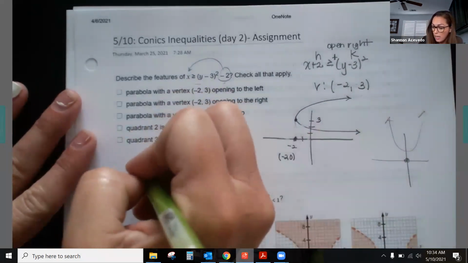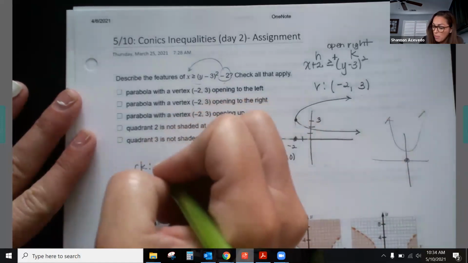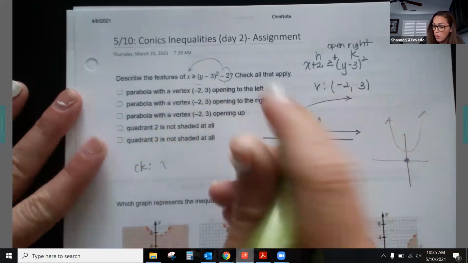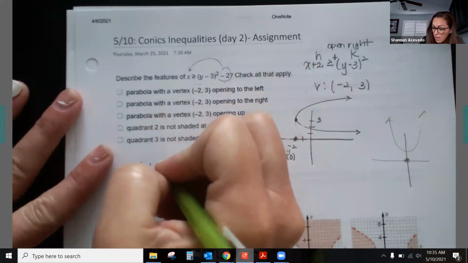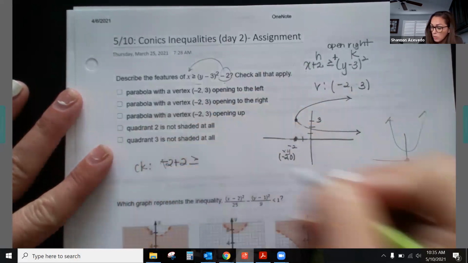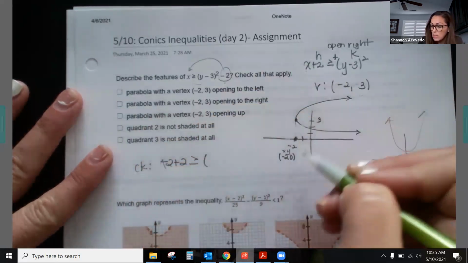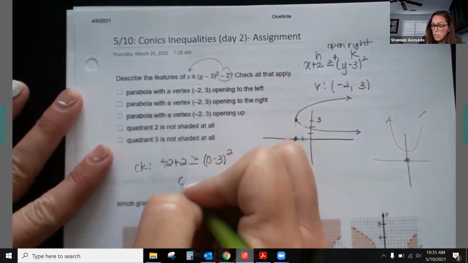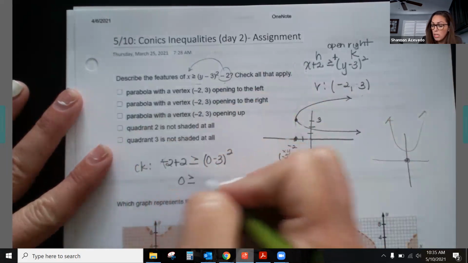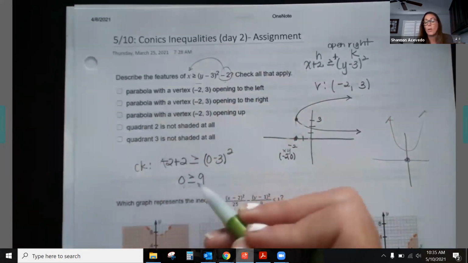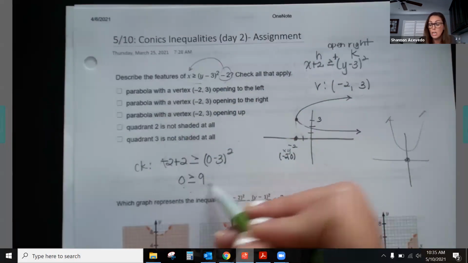So let's do a check. I'm going to use my x plus 2, my y minus 3. So here's my x, my y. I'm going to do -2 plus 2 is greater than or equal to 0 minus 3 squared. So this is going to be 0. Is that greater than or equal to (-3) squared, which is 9? So is 0 greater than or equal to 9?